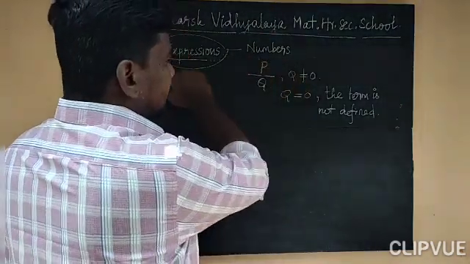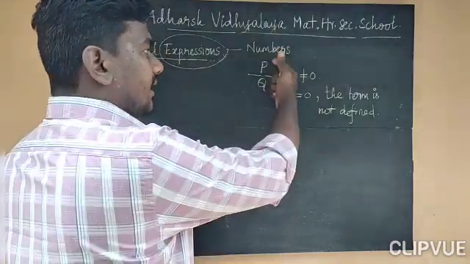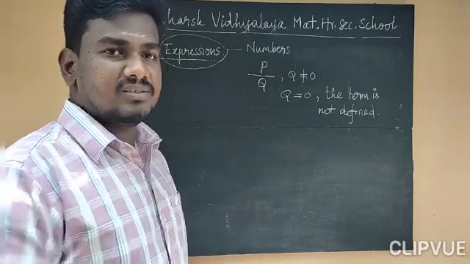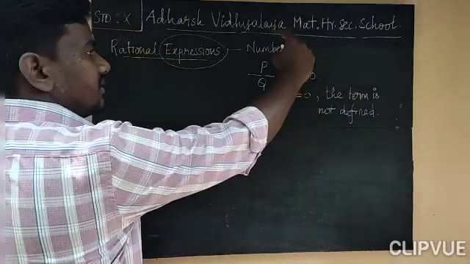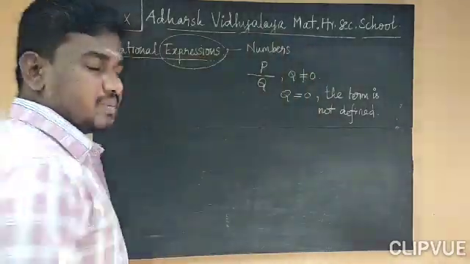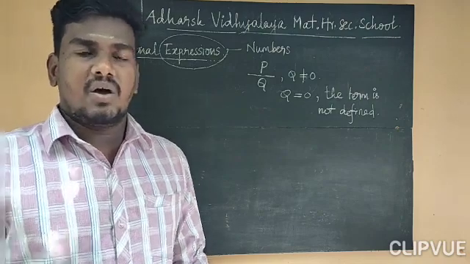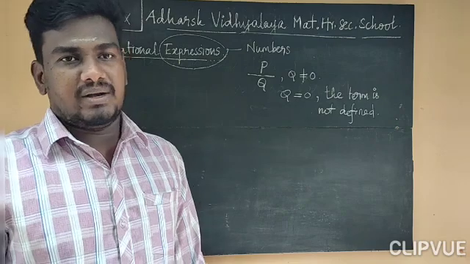So rational numbers means it is in the form of P by Q. It means numerator and denominator, and the denominator is not equal to 0. This is the concept of rational numbers. So we simply replace numbers by expressions. So what is an expression? An expression is a combination of numbers, variables and basic arithmetic operators.